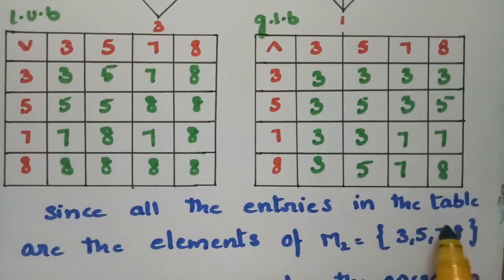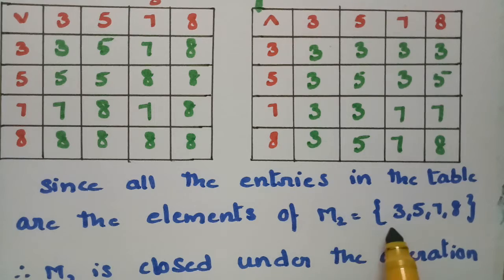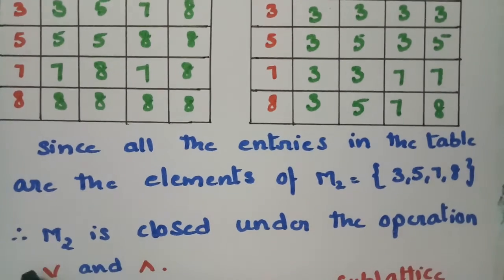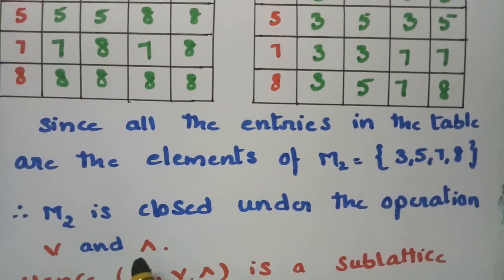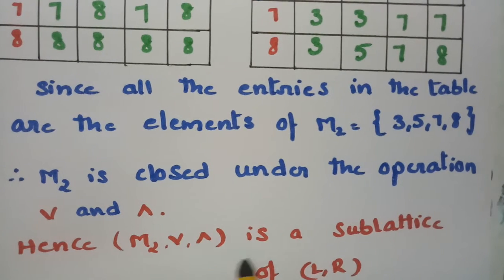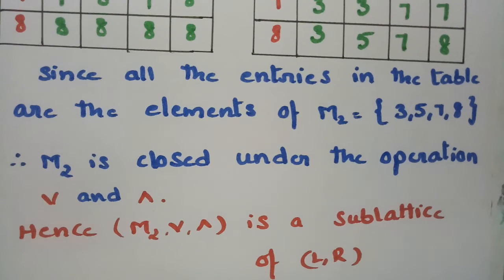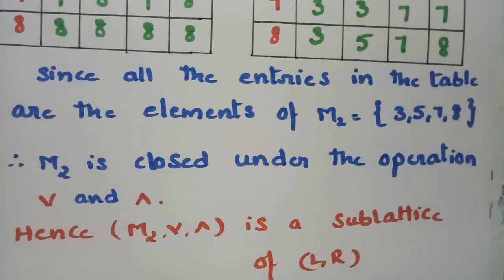Since all the entries in the table are elements of M2, that is 3, 5, 7, 8, M2 is closed under the operations join and meet. Hence, M2 with join and meet is a sublattice of (L, R).